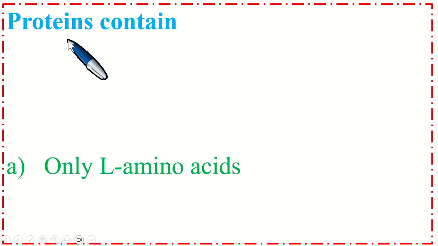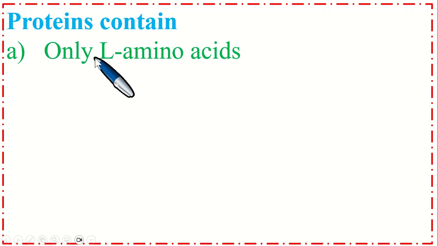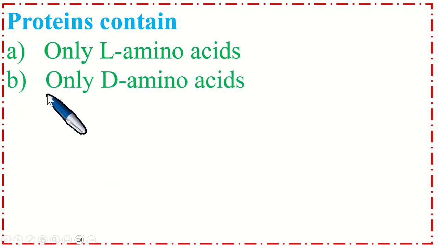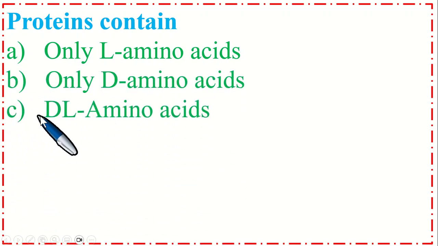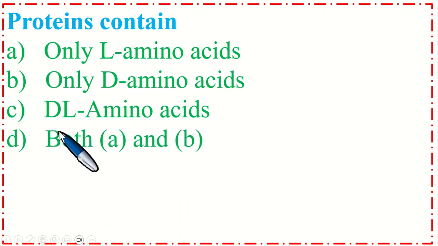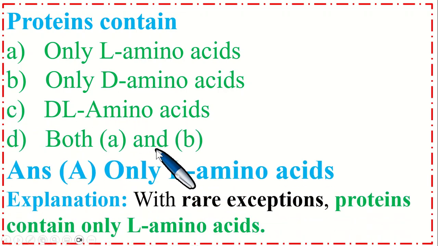Proteins contain option A only L amino acids, B only D amino acids, C DL amino acids and option D both A and B. So the correct option is A, only L amino acids. Explanation is with rare exceptions proteins contain only L amino acids.